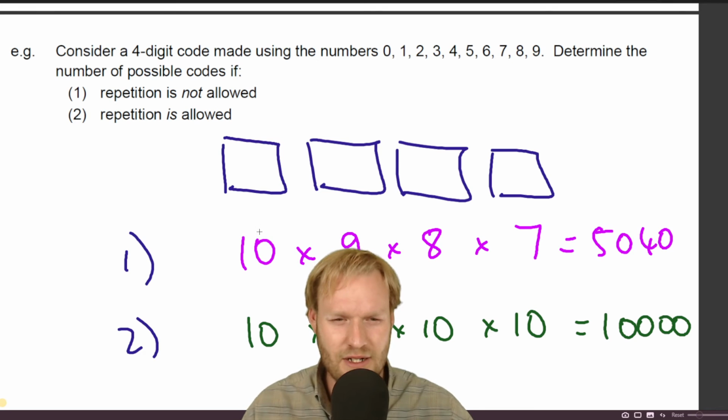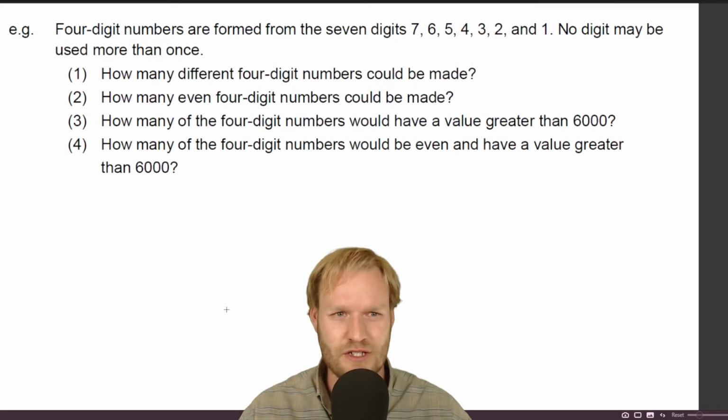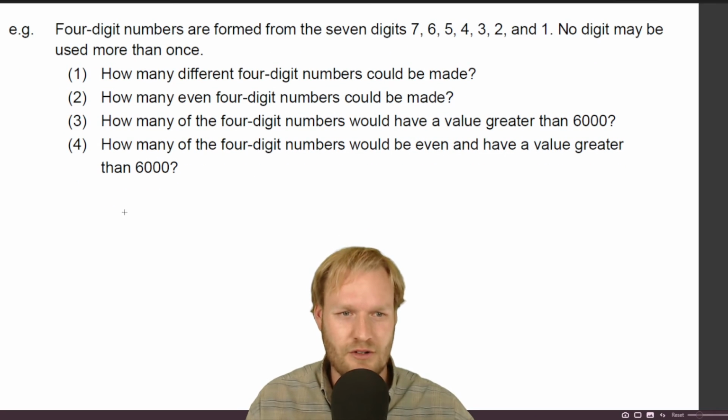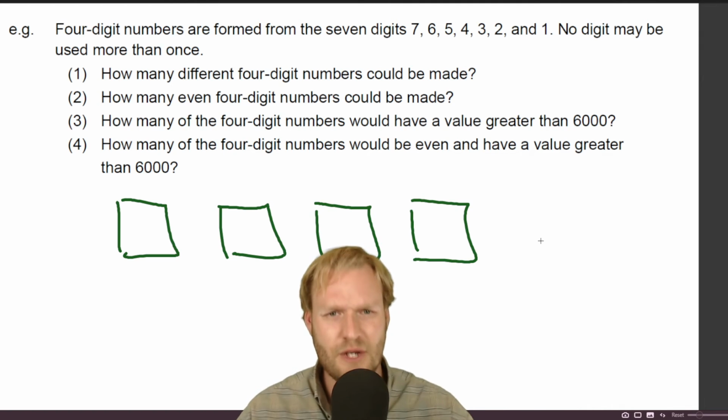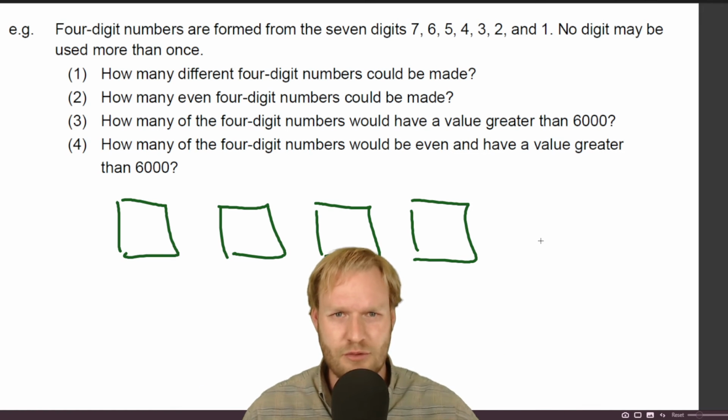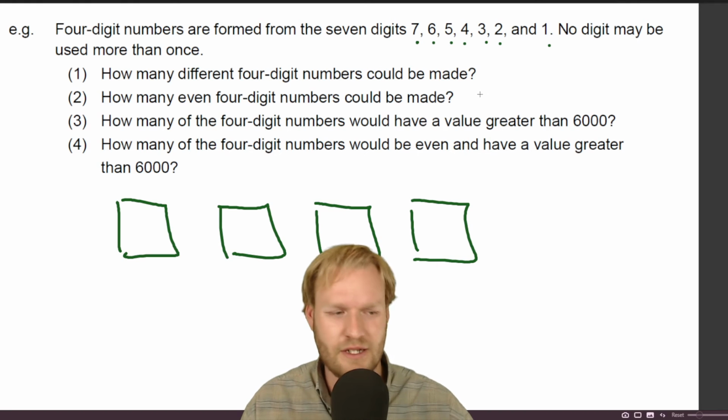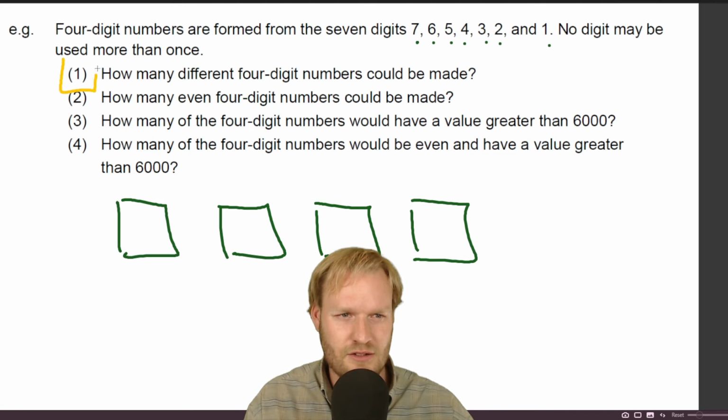Okay, so that's our idea now if we can repeat or not. So let's take that into a slightly juicier example. 4-digit numbers are formed. So first digit, second digit, third digit, fourth digit. Again, a quick pause just so that you can read through it before I read through it. Okay, so we can use 7 digits now: 7, 6, 5, 4, 3, 2, 1. That made life a little bit easier. Okay, so I'm not going to put anything in here because let's see what each of these questions asks.